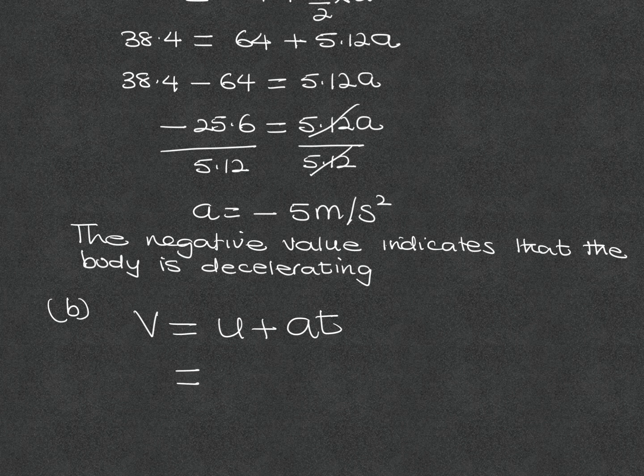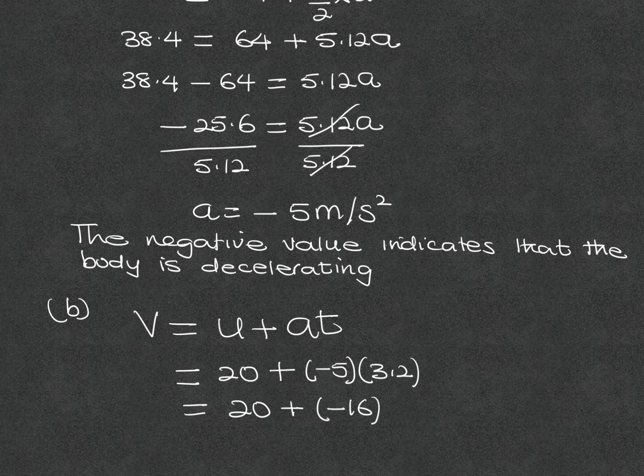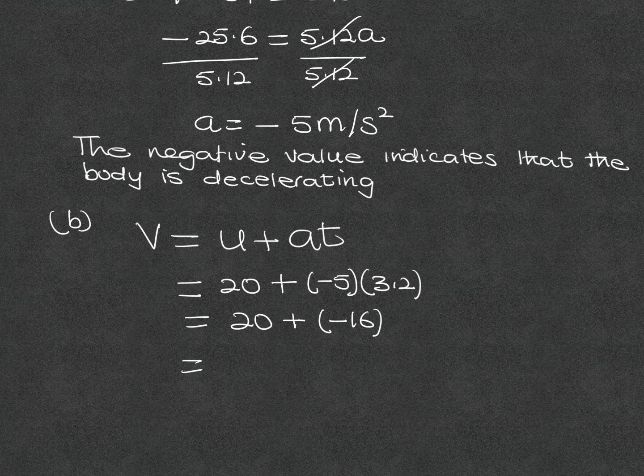So the initial velocity is 20 plus the acceleration is minus 5 multiplied by the time is 3.2 seconds. So that will be 20 plus minus 5 times 3.2 gives minus 16. So therefore v is equal to 20 plus and minus is minus 16. So v is equal to 4 meters per second.